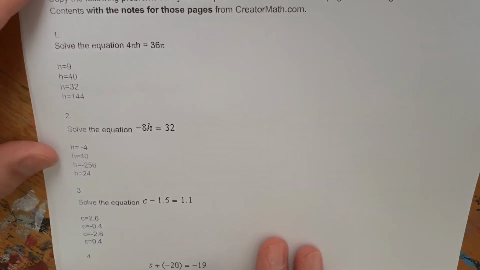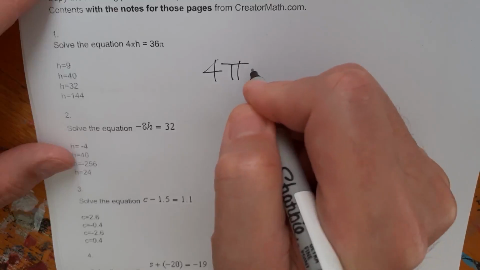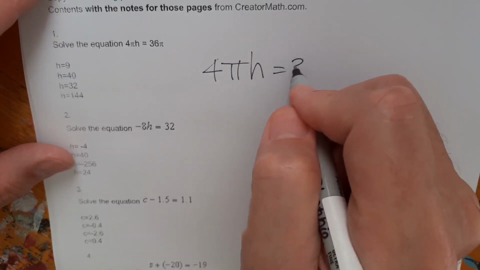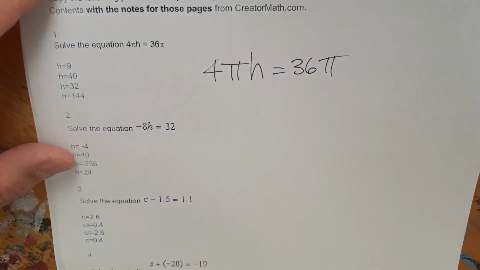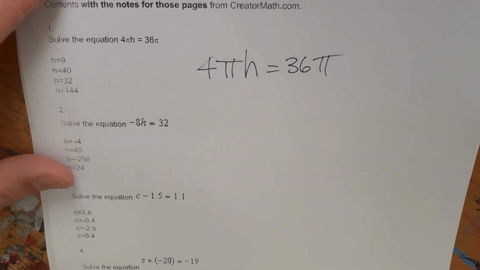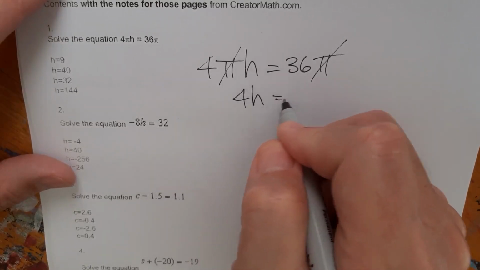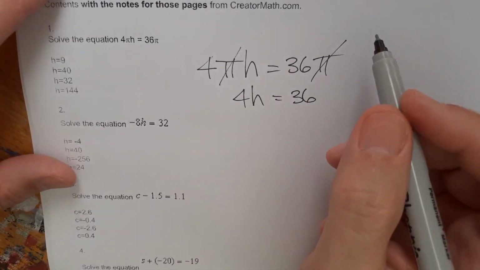So let's see what they give us. They say solve the equation: 4 pi h equals 36 pi. Well, first things first. If we have the same value on both sides of an equation, we can cancel it. So we can get rid of these pi's. They're gone. We now have 4h equals 36, so that simplifies things a lot.